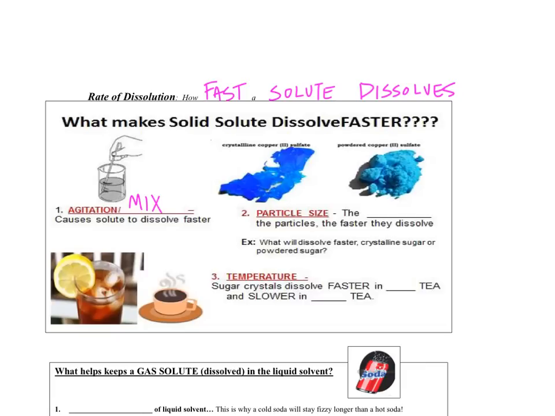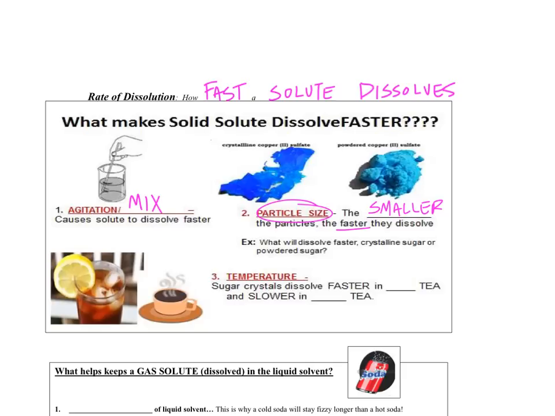Another factor that affects the rate at which solutes dissolve is the size of the particle. The smaller the particle size, the faster they dissolve. If you've ever tried to dissolve a cube of sugar, it takes a long time. But when we put in granulated sugar, or even powdered sugar, it would dissolve much faster because the particle size is much smaller.